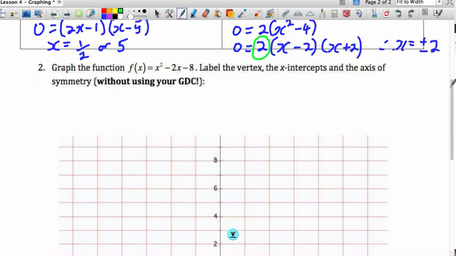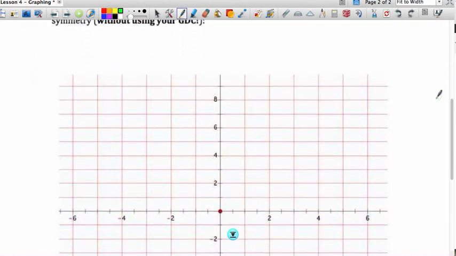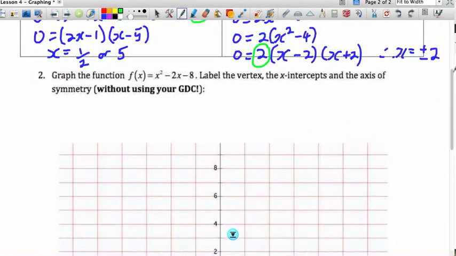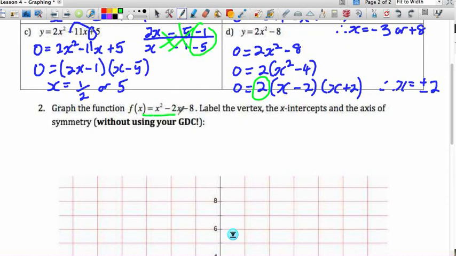Okay, so that's a very brief review of factoring, and what we're going to do now is have you go ahead and graph the function that is given over here. This time, do not use your graphic display calculator. This is going to be on the non-calculator portion of the test, so you need to be able to do this manually. The intention of this is to show you how to use the zeros.